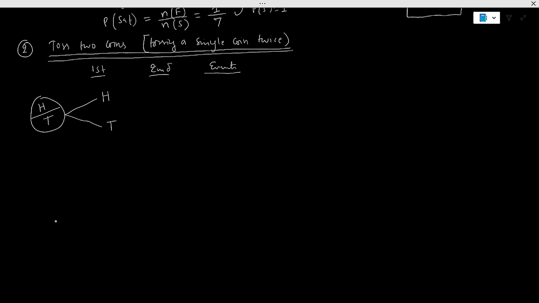Similarly, if we have head at the first toss, then again there are 2 possibilities. We get either head or tail. Similarly, if we get tail at the first toss, then again we have 2 possibilities.